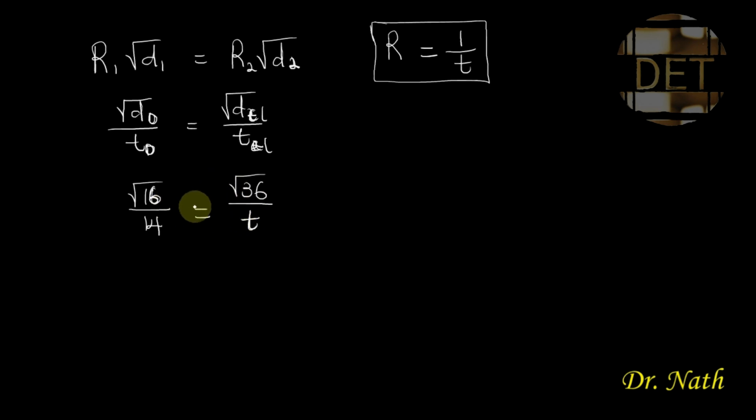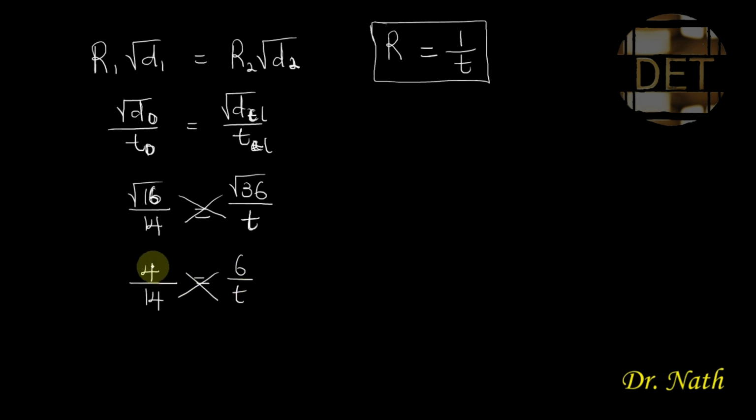So having done this, what we can do from here is cross multiply. But before we cross multiply, 16 is a perfect square, also 36 is a perfect square. So what is the square root of 16? The square root of 16 is 4, so that will be 4 over 14 is equal to the square root of 36, which is 6, all over t. So from here we can now cross multiply.